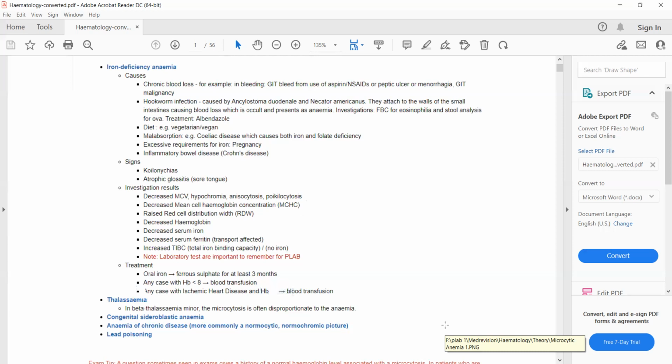Treatment is very simple because it's a deficiency of iron, so we'll give oral iron, such as ferrous sulfate, for at least 3 months. And when do we go for a blood transfusion? If HB is less than 8, then we'll go for a blood transfusion.